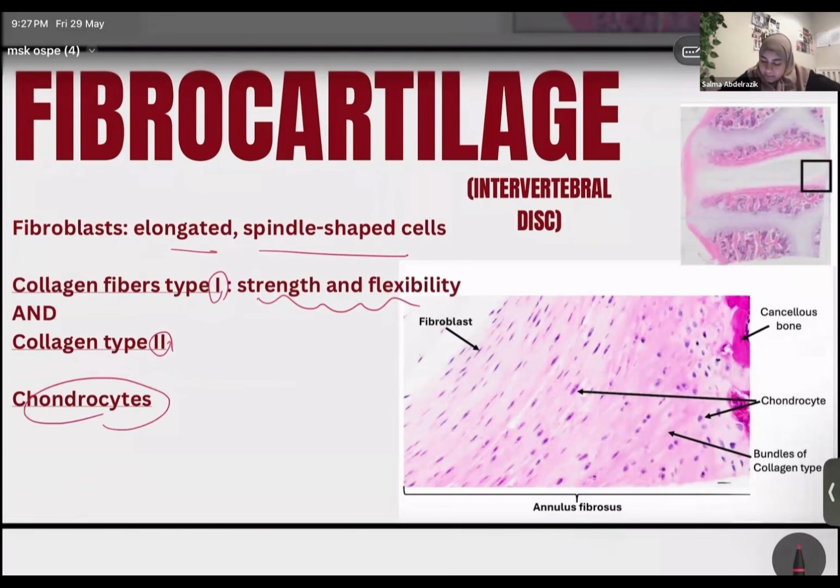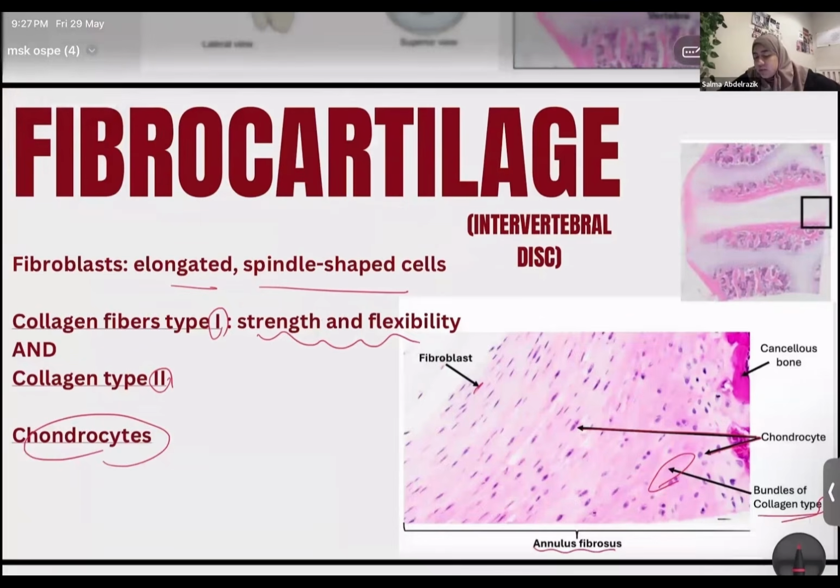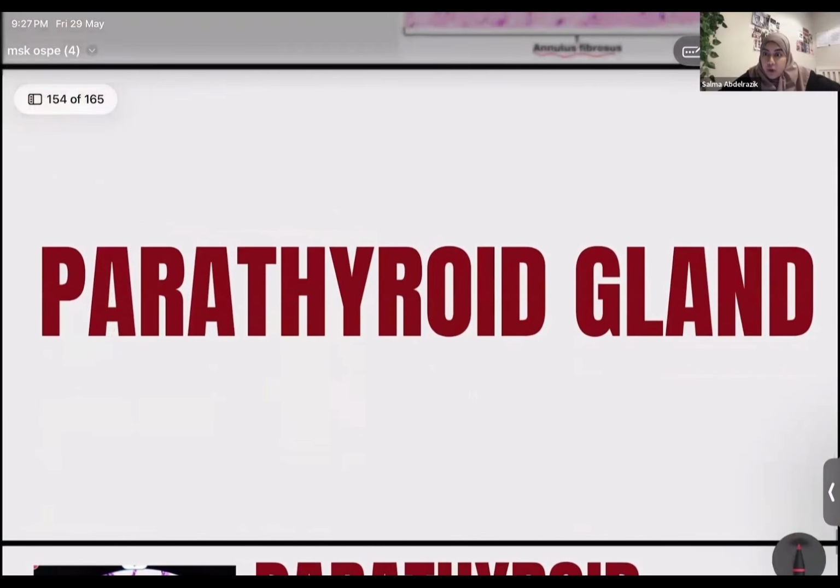And they have chondrocytes. Just look at the picture. We have chondrocytes, which are inside the lacuna, a bundle of collagen type 1, fibroblasts, and this is all in the annulus fibrosus. So if they give you the slide, just know it's an intervertebral disc. It has fibrocartilage. What makes it special? It has collagen type 1, type 2, and yeah, we're done with cartilage.